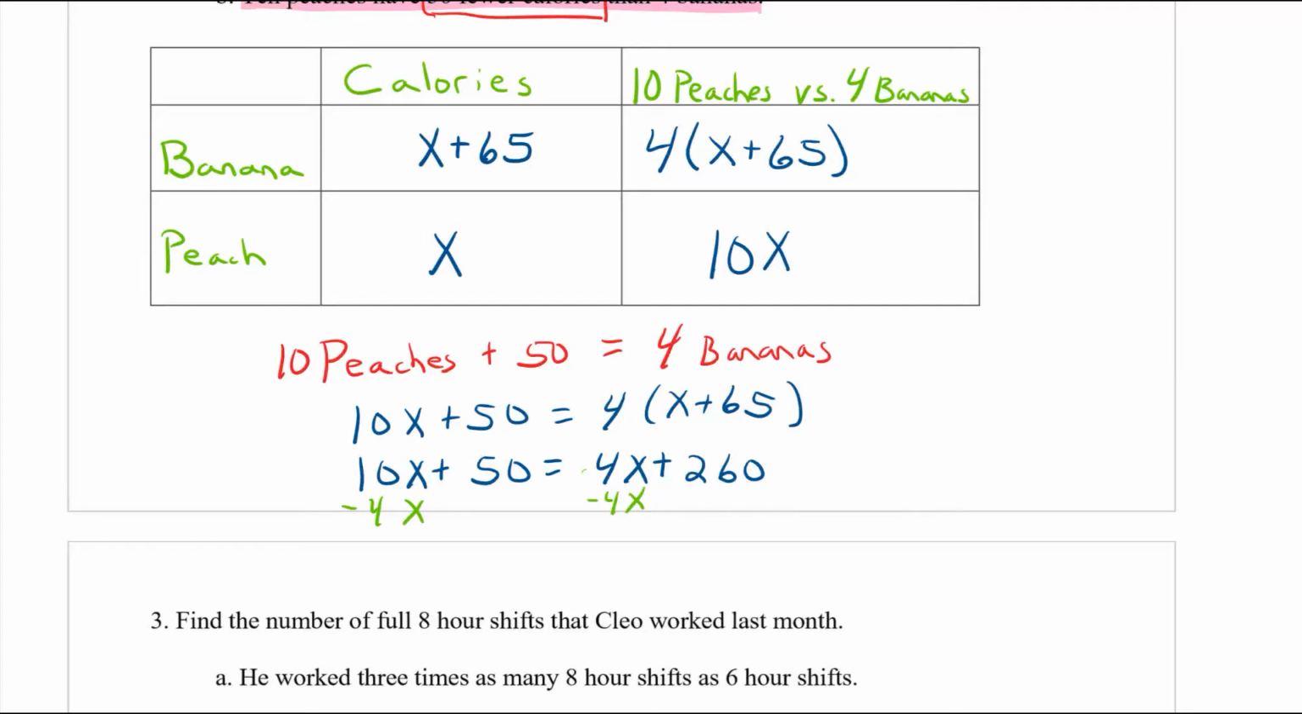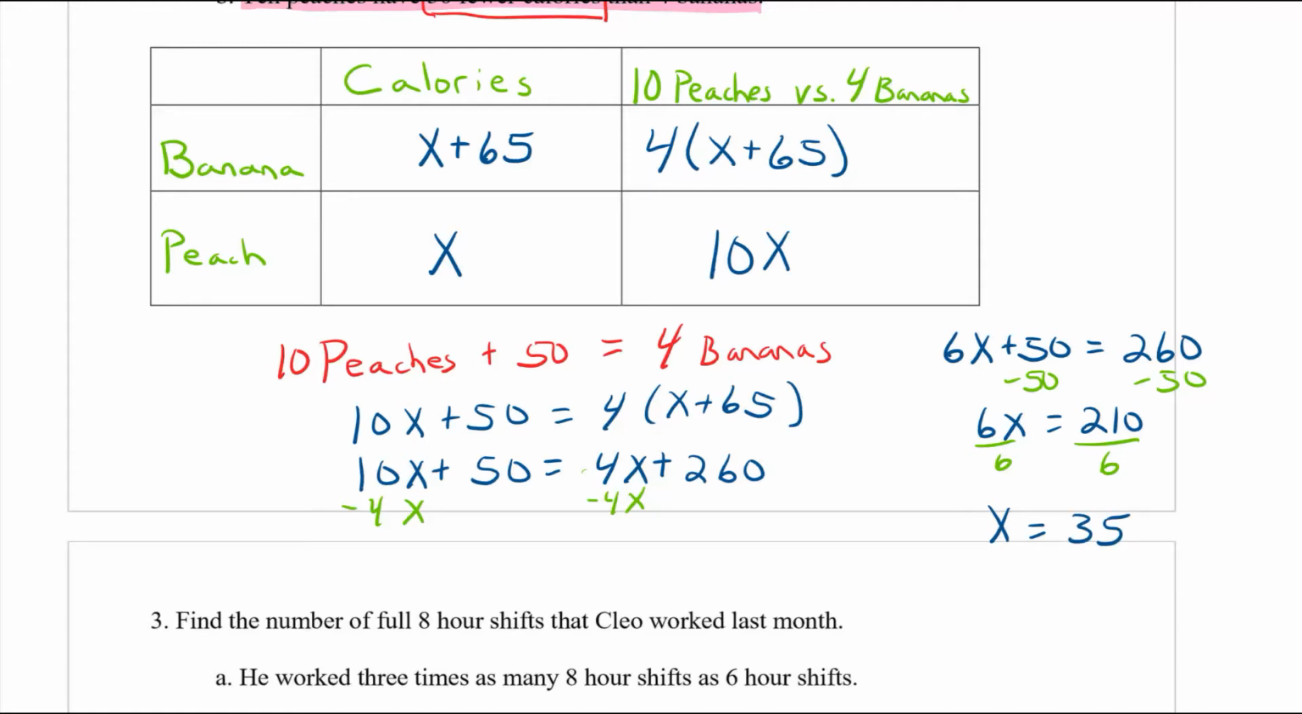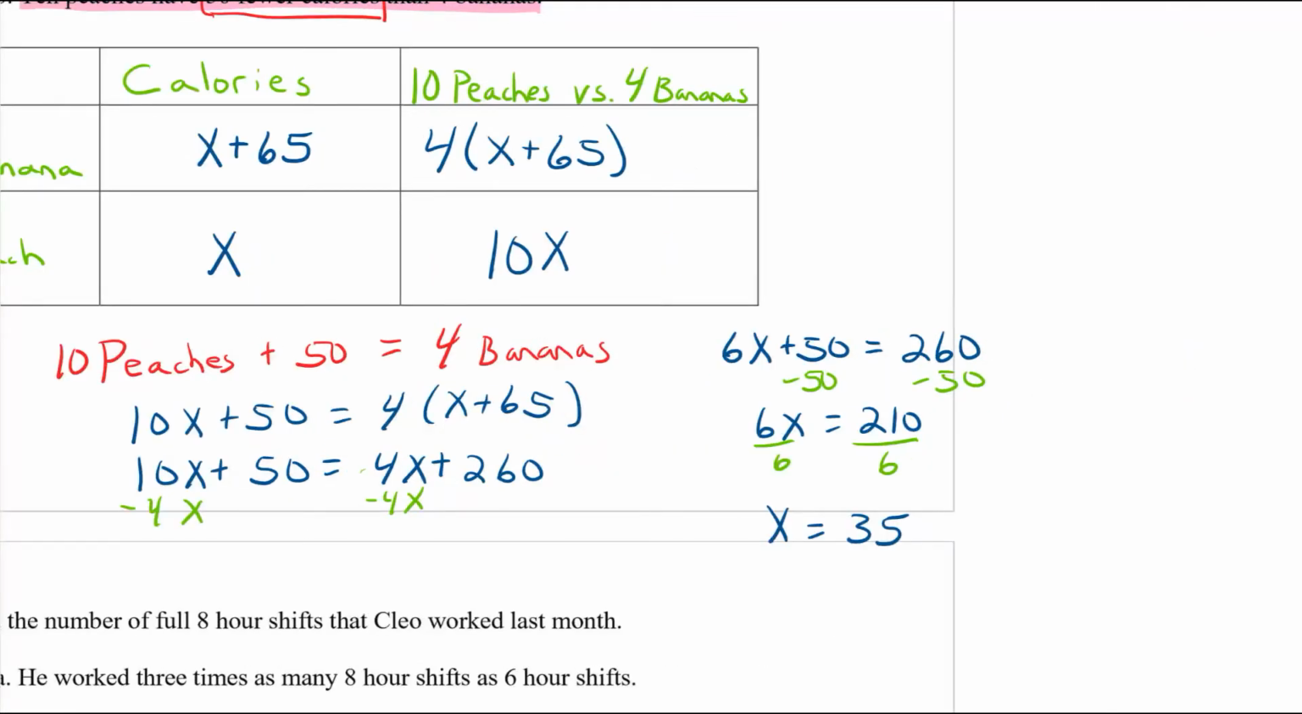And I'm going to continue this right over here. So I'm going to get 6x plus 50 is equal to 260. And then I'll subtract that 50, and that's going to give me 210. So I've got 6x is equal to 210. And now when I divide both sides by 6, I should get what my x is equal to. When I put that in the calculator, that's 35. So we know now that a peach is 35 calories.